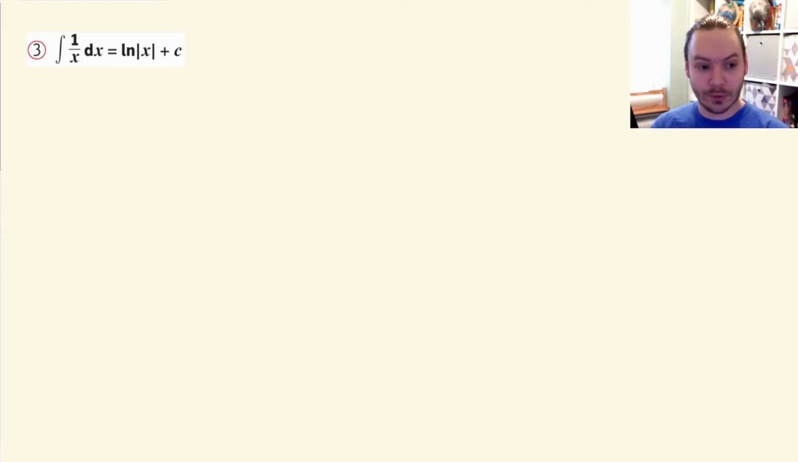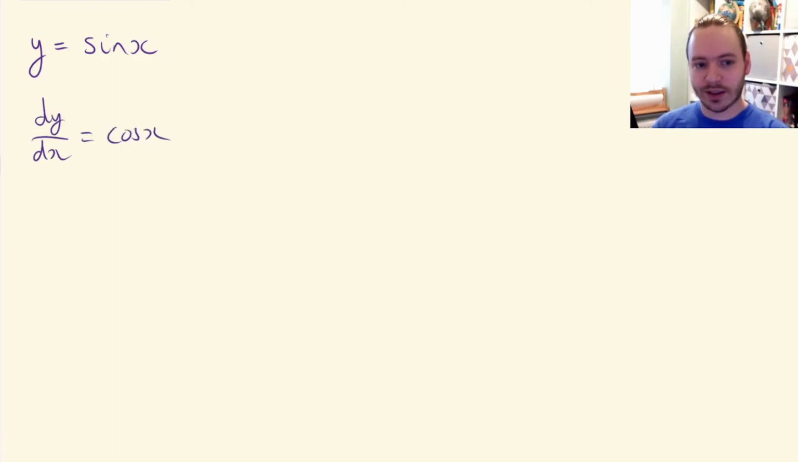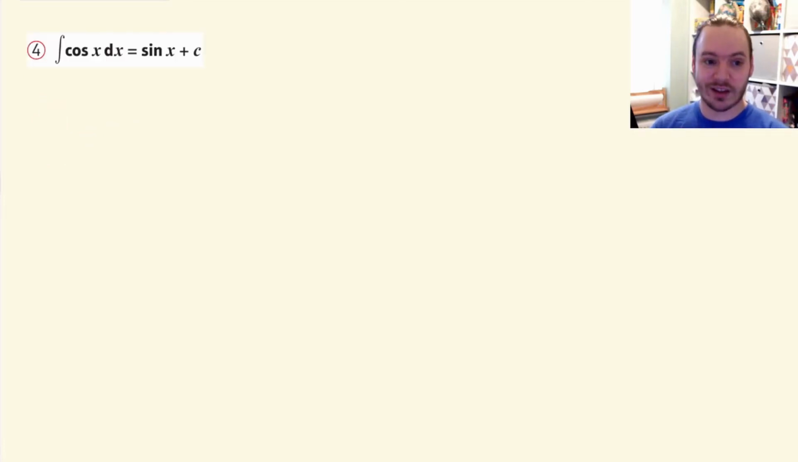We also have our trig functions. So we talked about sine x. If we differentiate sine x, then we get cos x. Easy peasy. So that means if I want to integrate cos x, I get sine x plus that constant. Okay, that's a simple one.